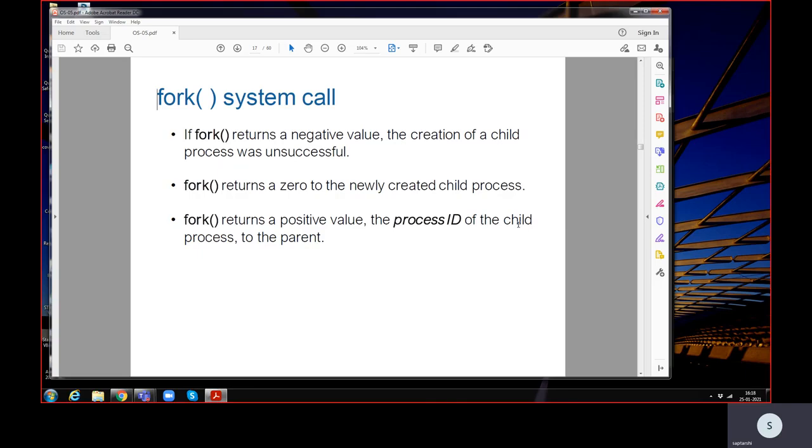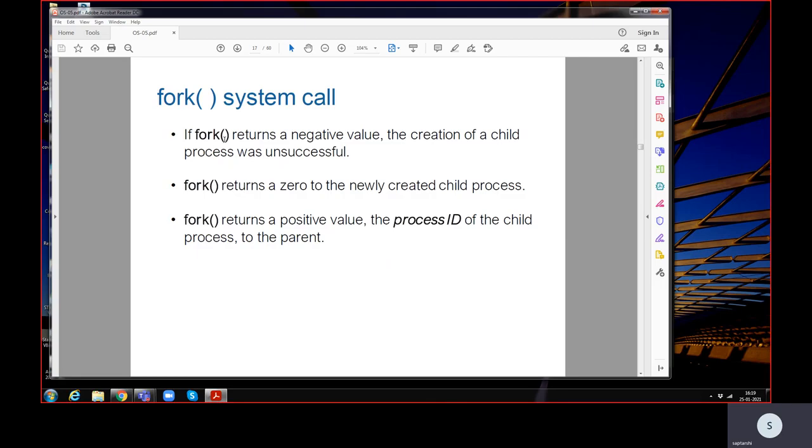So let us understand this fork system call in some detail. The fork system call does not take any arguments, and it has three different return values. Suppose a particular process calls fork. That means it is telling the kernel that it wants to create a new process. Now the fork returns a value. If the fork returns a negative value, then the creation of a child process was unsuccessful for whatever reasons.